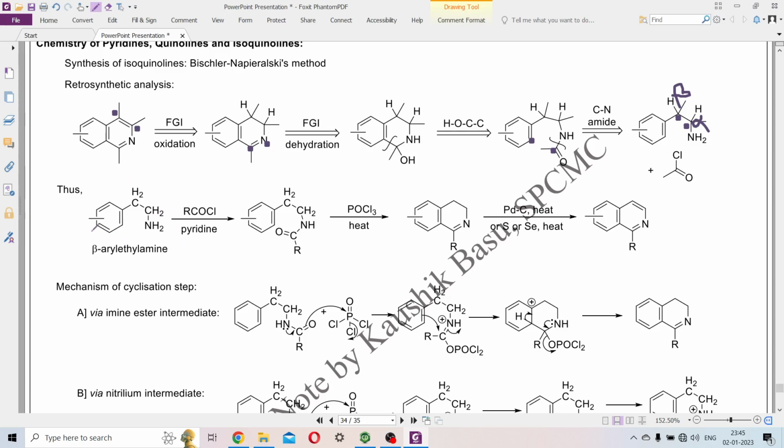So this beta-aryl ethylamine is easily accessible, and then you acylate this nitrogen to COR, and then you do the POCl3 heat treatment so that intramolecular aromatic electrophilic substitution takes place, and this oxygen is taken away by the POCl3. So that should remind you of the Vilsmeier-Haack formylation, and all that remains is to dehydrogenate these two positions by heating this with palladium carbon or sulfur or selenium, so that you get your isoquinoline derivative.